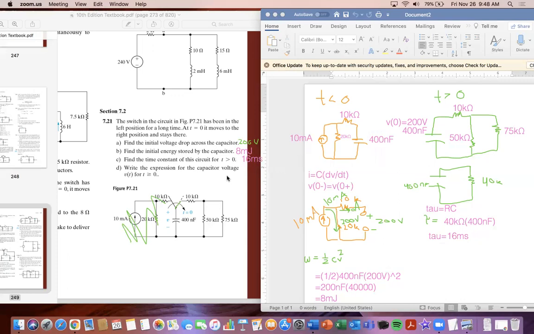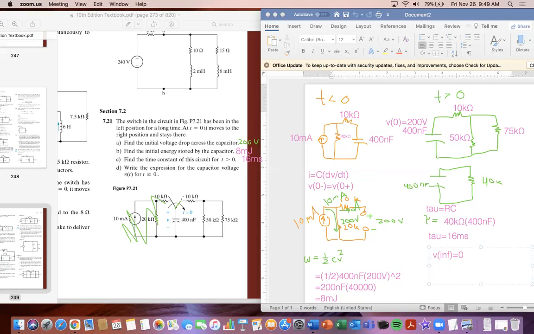Part D, write the expression for capacitor voltage versus T for T is greater than or equal to 0. So at time infinity, remember that voltage is going to be 0 because all that voltage is going to produce a current, and all that current is going to go through the resistor here and eventually become 0. And remember that voltage can't change instantaneously because of the equation. It's a derivative here, so it's going to slowly give it off and eventually become 0. So the voltage at time infinity, we say, is 0.